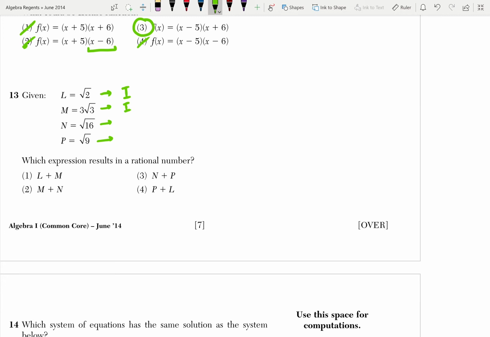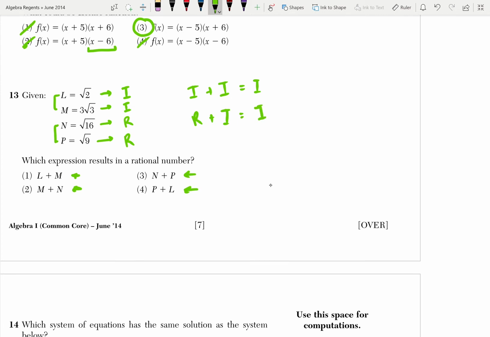Okay, let's look at N. Square root of 16, you can plug it into the calculator, but that's equal to 4, so that is rational. Square root of 9, same thing, that's equal to 3, so that is rational. So we know L and M are both irrational, and N and P are both rational. These are all sums, so we're adding two of these here. Basically if you add an irrational number plus an irrational number, you will get an irrational number. And if you add a rational and an irrational number, you will again get an irrational number.